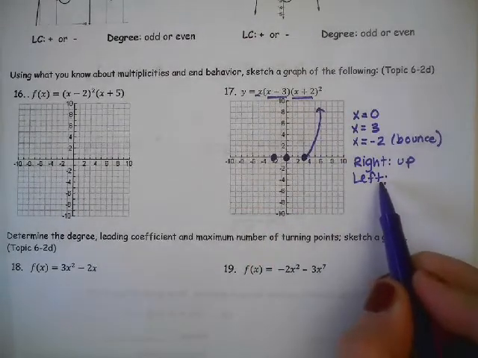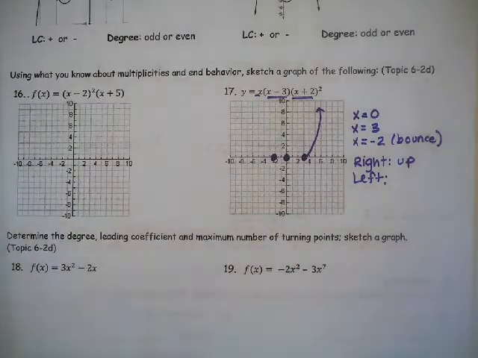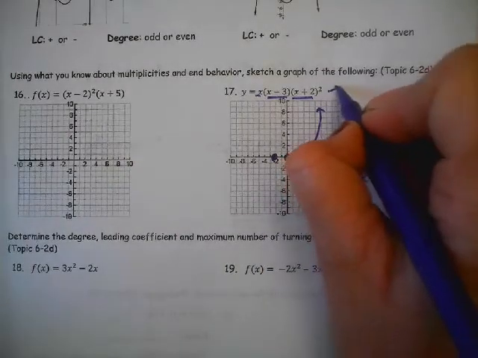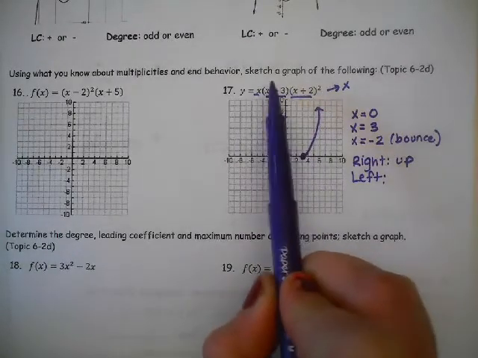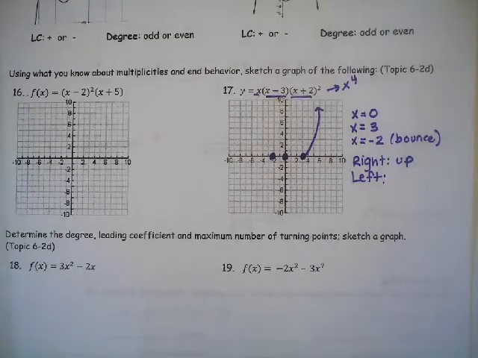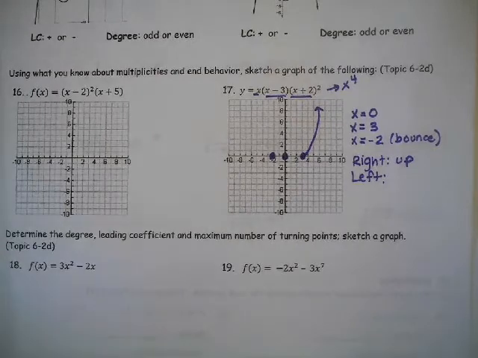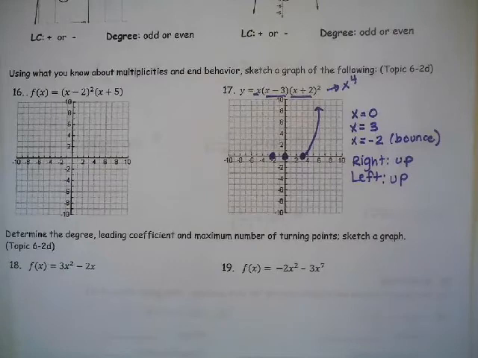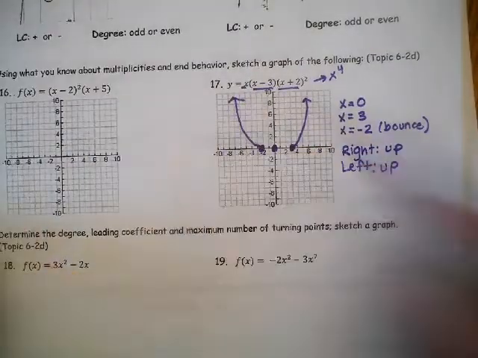To determine what's happening on the left, I'm going to look at the degree, which is my highest exponent. I have to imagine that I multiplied all these factors together and see what my highest exponent would be. If I multiplied them all together, I would have x squared, x cubed, x to the 4th power. So my degree is 4, which is even. So it's going to do the same thing on the left. If it was odd, it would do the opposite on the left. So on the left side, it's also going to go up.